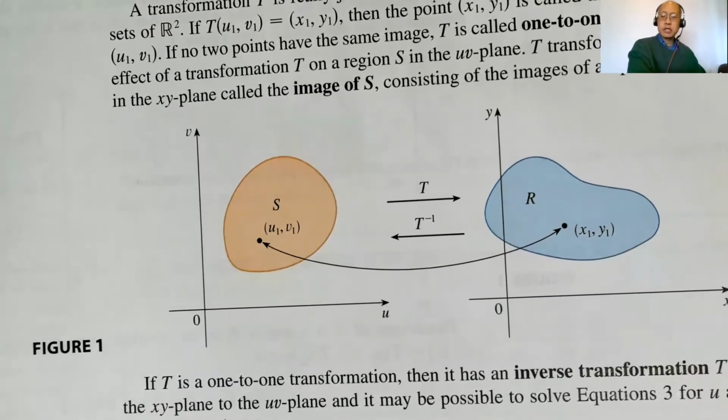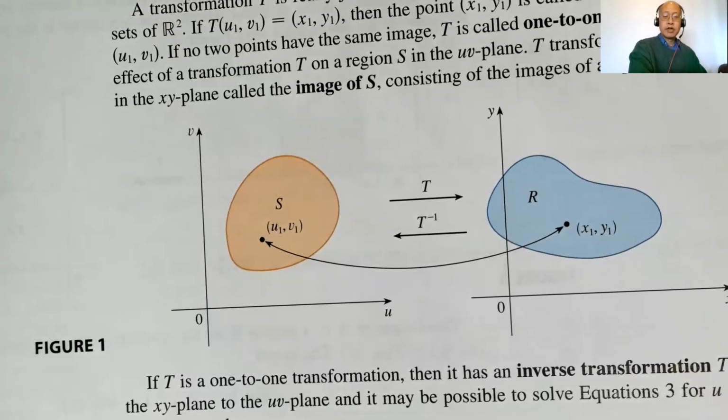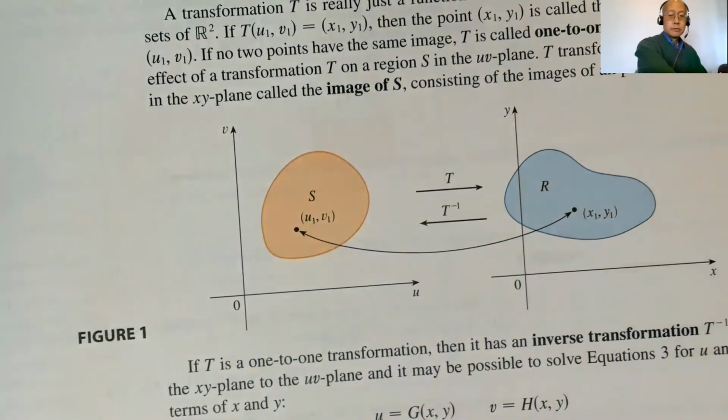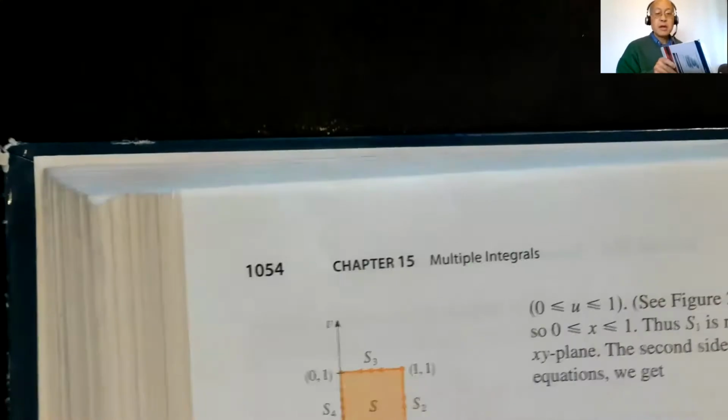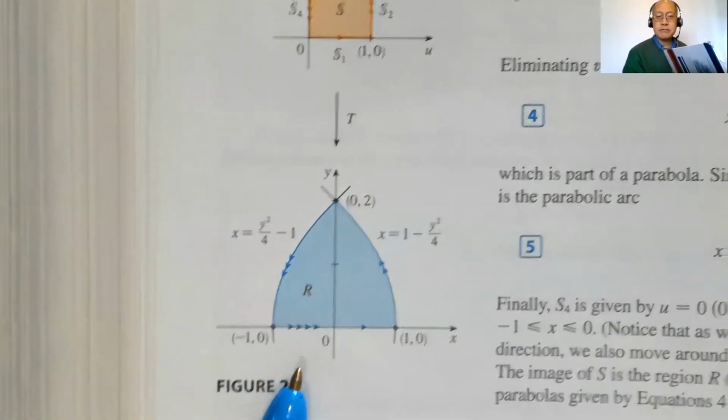By means of a transformation, 2-dimensional or 3-dimensional, you might have some region like this ending up with a region like this. Okay. Page 1054, you might have a square region ending up like that.